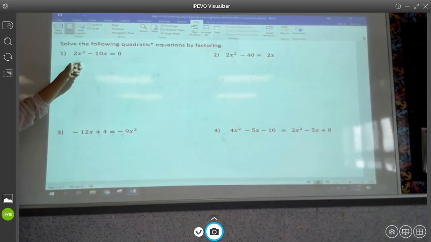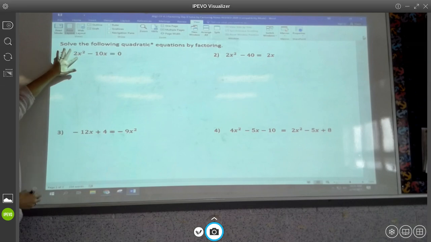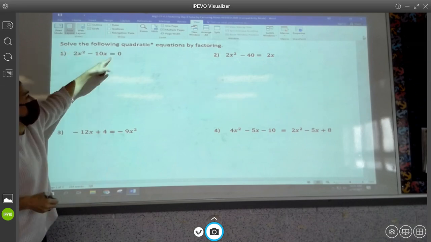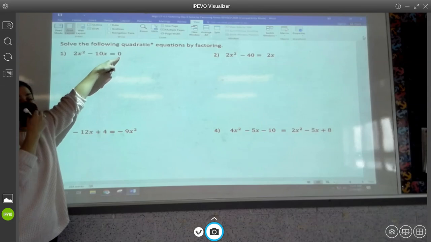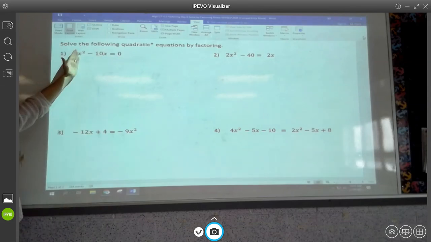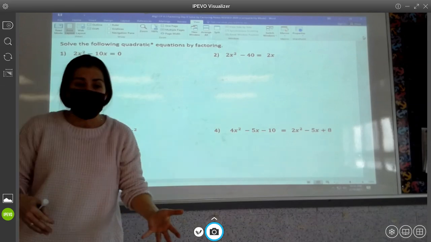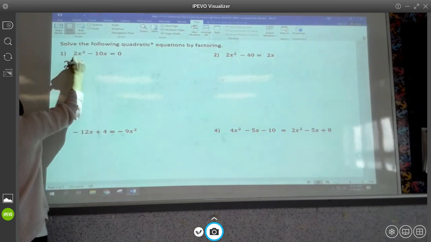All right, so we're going to solve this quadratic equation by factoring. So the first thing we would do is get everything on one side set equal to 0. We want to be able to use the zero product property. So we want it to equal 0. So that part is done for us. Now we're going to factor this. What do we always look for first? A GCF. So what does a 2x squared and a 10x have in common? A 2 and an x.